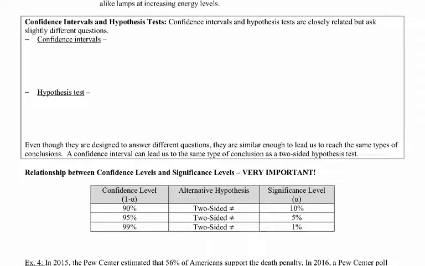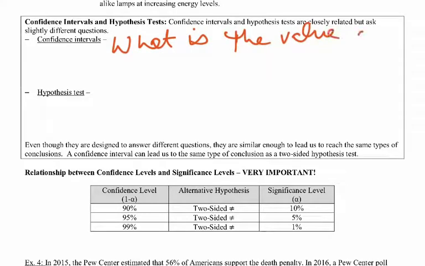The question for a confidence interval might be something along these lines. Let me use the red pen. What is the value of the parameter? In other words, what are some plausible values that may be true for the parameter? That's where we give a range of values, that we think the parameter proportion is from 40 to 60% or whatever. So for a confidence interval, the question is: what is the value of the parameter? What do we think is the value of the parameter for the population?